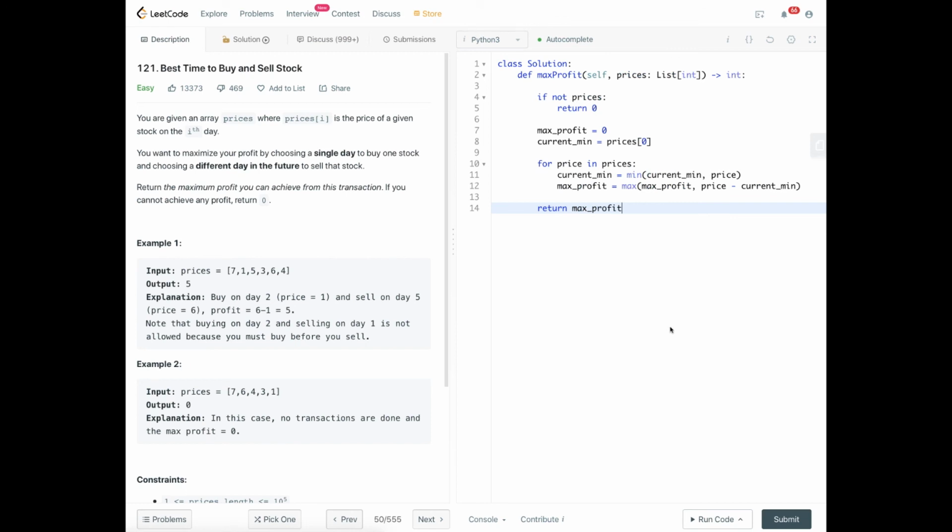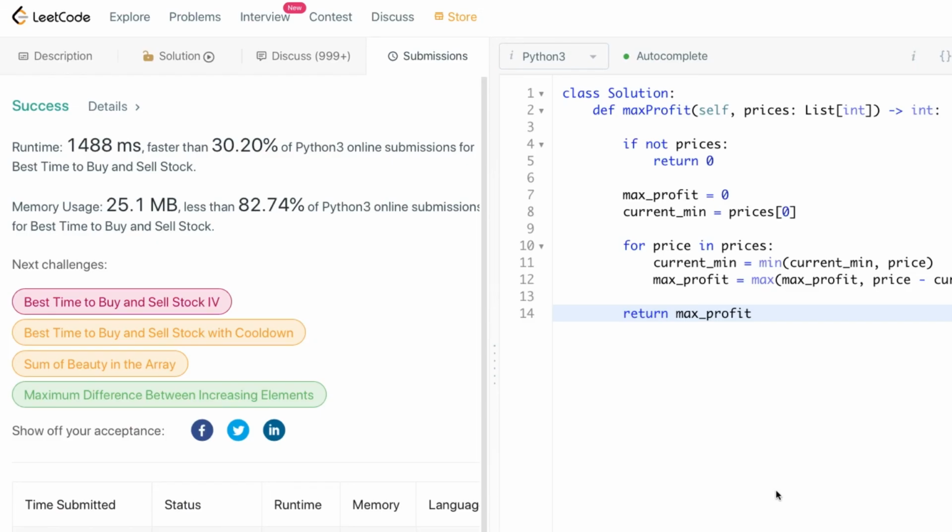Let's run this code to see if it works. Looks like it's working as expected. Let's go ahead and submit the solution to see if it works for all possible inputs. Yes, that works. So in this problem, we were only supposed to make one trade and compute the maximum profit. But in other variations of this question, you can make more than one trade, which makes the problem a bit more tricky. We'll cover those in future videos.